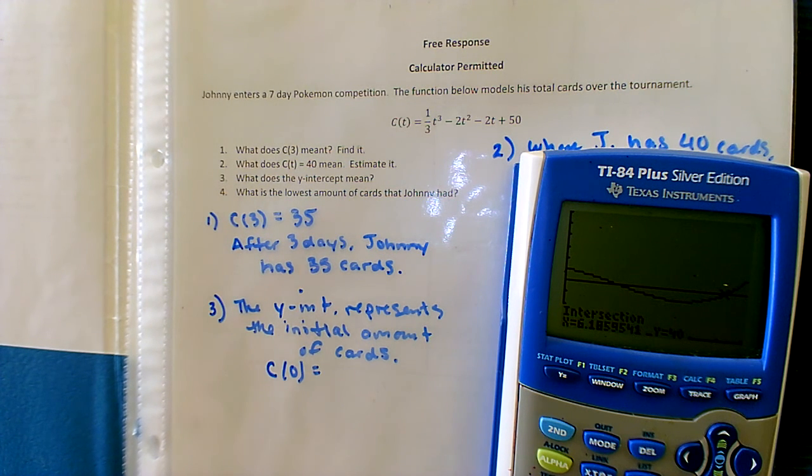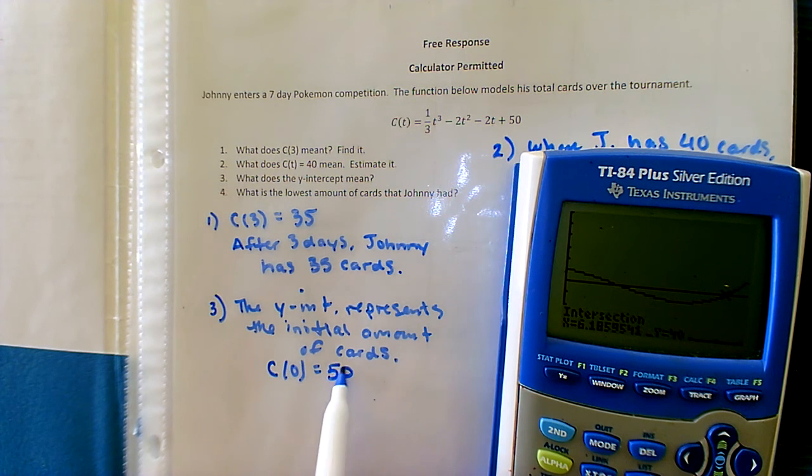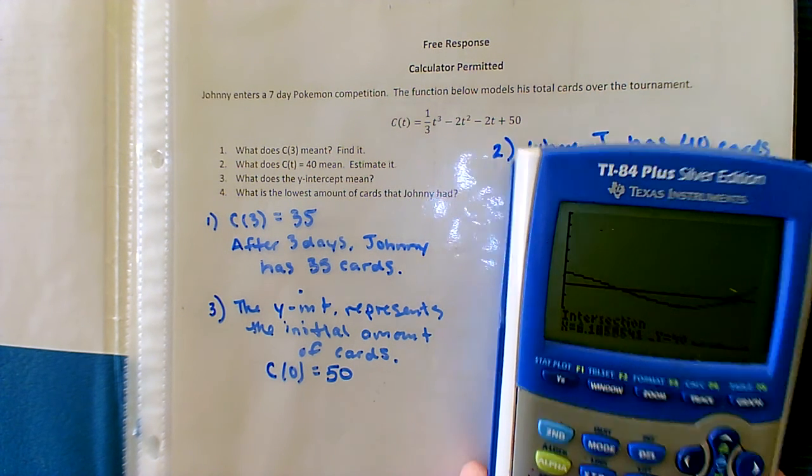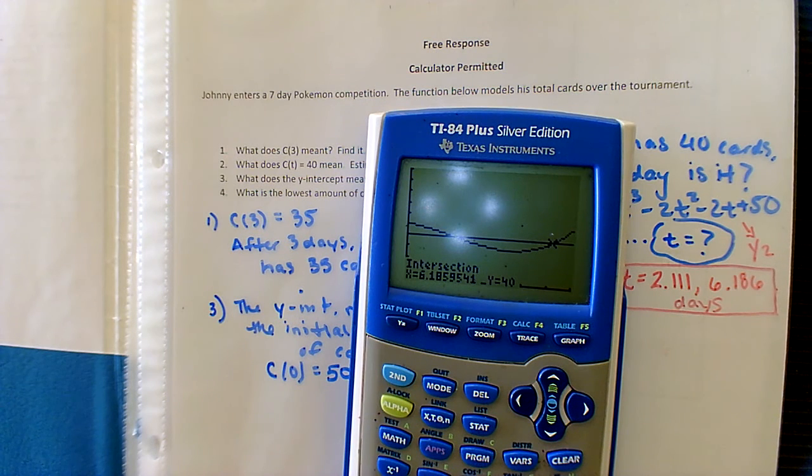If all the t's are 0, they're going to go away. We're left with 50, right? That constant number on the end. So the initial amount of starting cards was 50. Perfect. All right, and you can kind of tell based off of your graph, if you counted up your tick marks, whatever they represent, the 5s or the 10s, whatever you used, it would be that 50 amount. Okay?